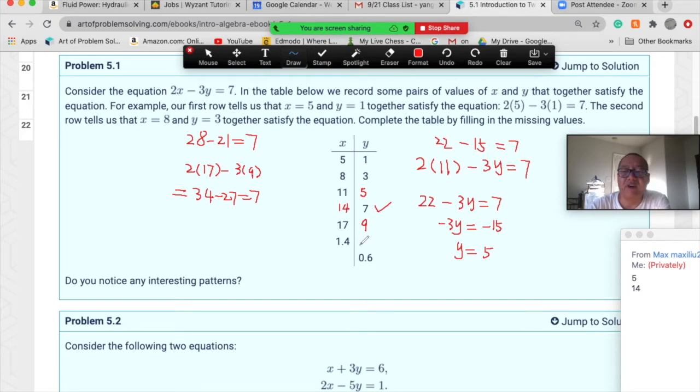Then what is the value for this one? x equals 1.4, but what is the y value? Everybody do this. When x equals 1.4, what is the value for y? Make this one pair of numbers a solution of this equation.